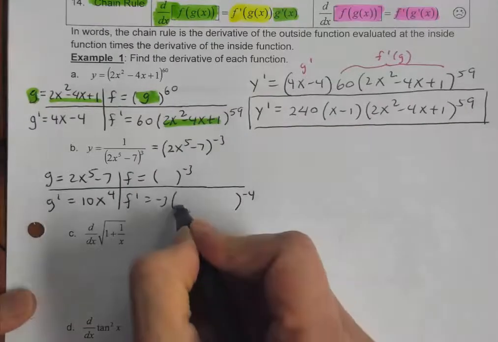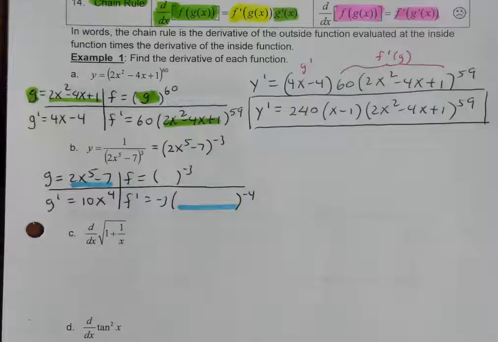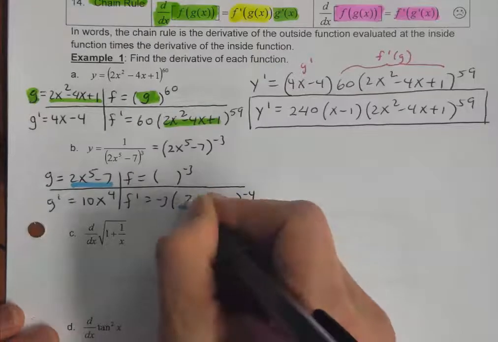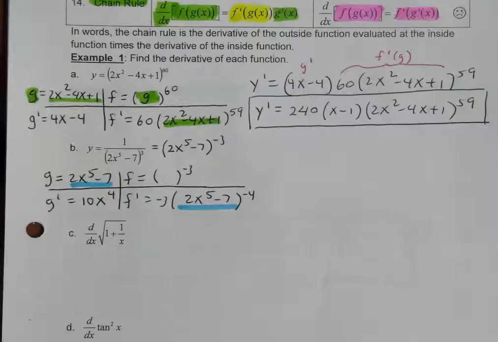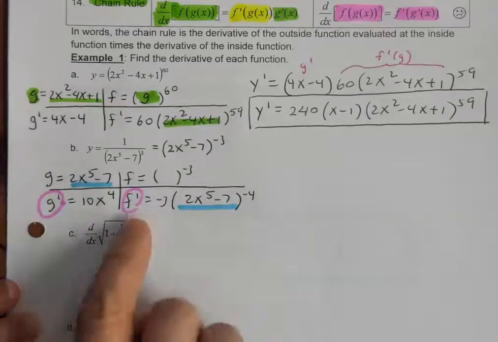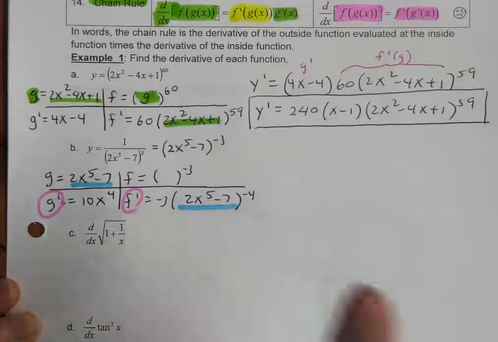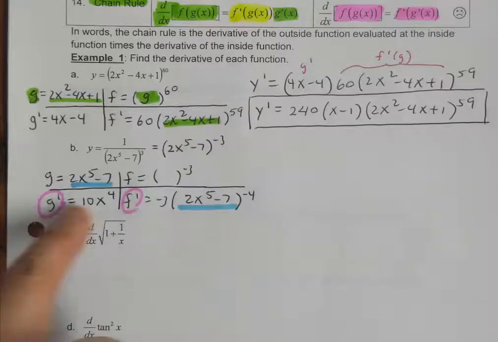Okay, so then you start filling stuff in. So right in here will be this one right there. Right. So then putting that in, you'll have your 2x to the 5th minus 7. And then your answer is just going to be, I'll put it in pink, g prime times f prime. But really f prime is f prime of g. I just didn't put it in there and label it. So you just take these two and multiply it.